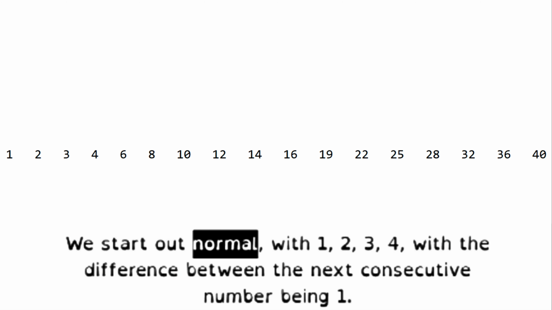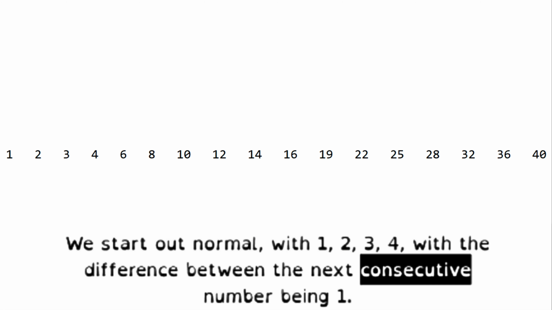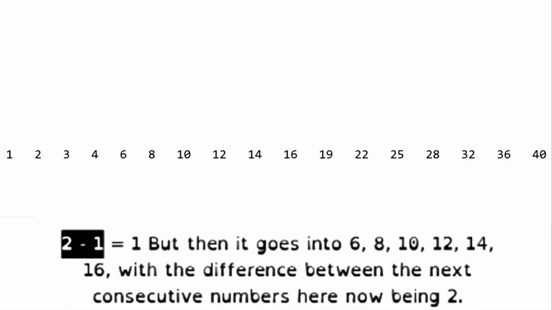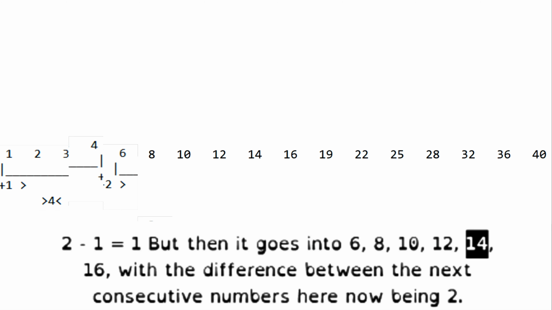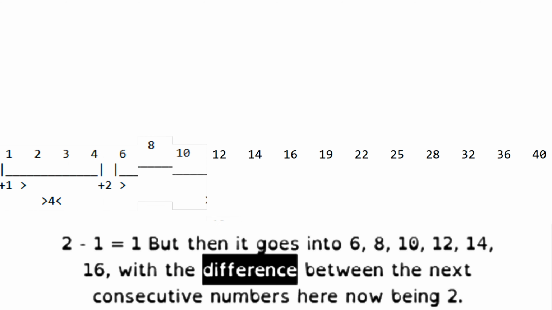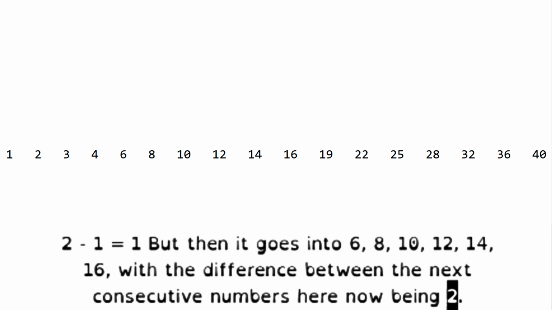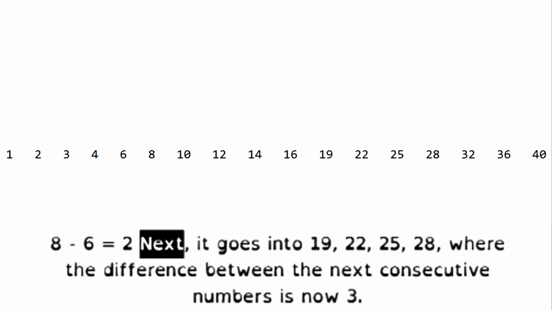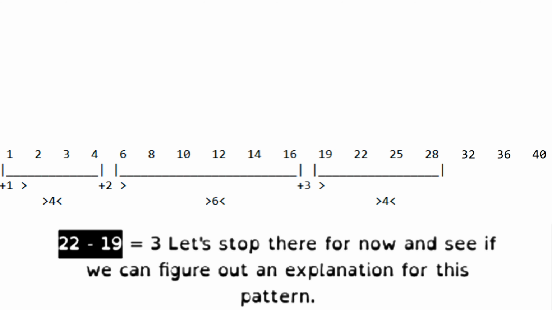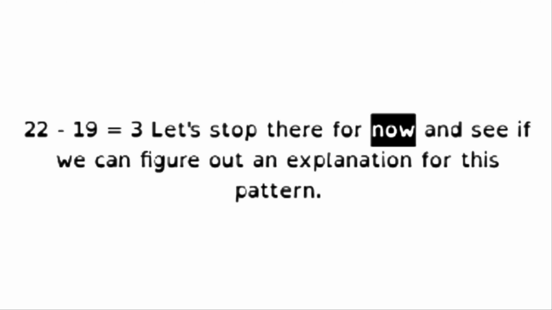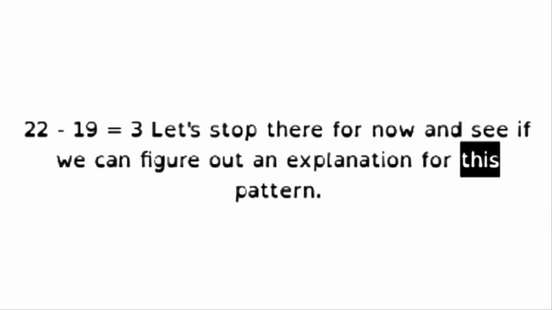We start out normal with 1, 2, 3, 4, with the difference between the next consecutive numbers being 1. 2 minus 1 equals 1, but then it goes into 6, 8, 10, 12, 14, 16, with the difference between the next consecutive numbers here now being 2. 8 minus 6 equals 2. Next it goes into 19, 22, 25, 28, where the difference between the next consecutive numbers is now 3. 22 minus 19 equals 3.